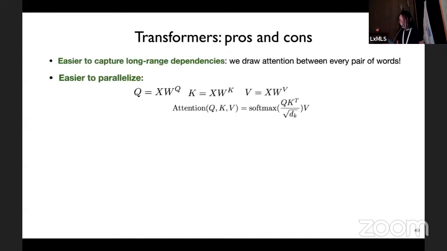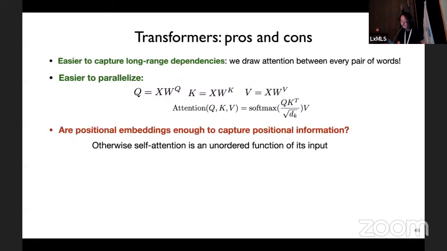So the transformers, compared to the previous generation of recurrent neural networks: first, because it calculates the attention between every pair of words, it's much easier to capture long-range dependencies. As I said many times, it's also much easier to parallelize just because you can calculate all the representations all at once.